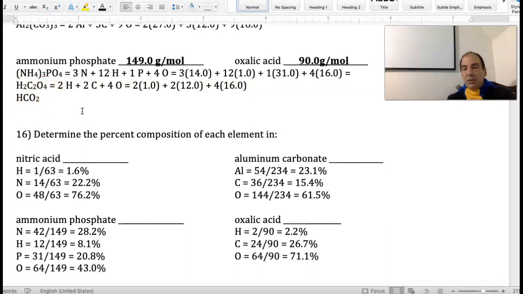And you might be saying to yourself, why would I want to know the empirical formula then if I know the actual formula? Great question. And the reason is we don't. It's a stepping stone.